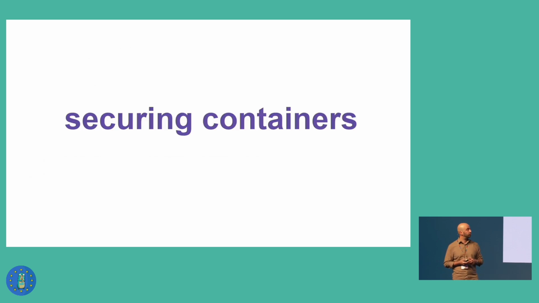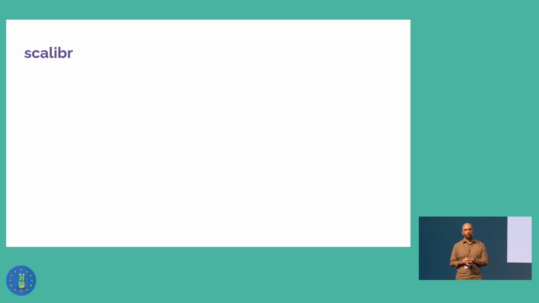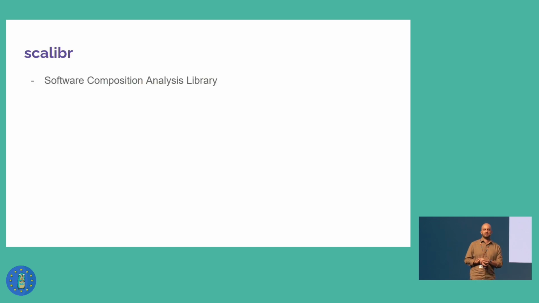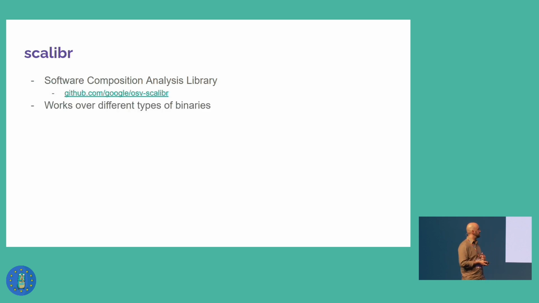For that, we're going to use a tool called Scalibur. This is another tool developed at Google. It stands for Software Composition Analysis Library. It's written in Go. It is open source. You can take a look at it and contribute to it. For folks who are familiar with the OSV scanner vulnerability tool, they're merging their efforts together. What's cool about this tool is that it's not just designed for Go. It should work on various different artifacts, from .NET to Java and so forth.